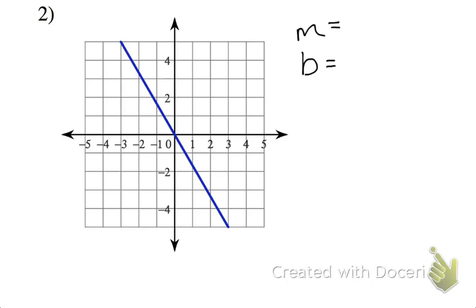For this one, let's go ahead and find our y-intercept. My y-intercept, where does this line cross the y-axis? Well, it crosses at 0. It's at the origin. So the y value at the origin is 0.